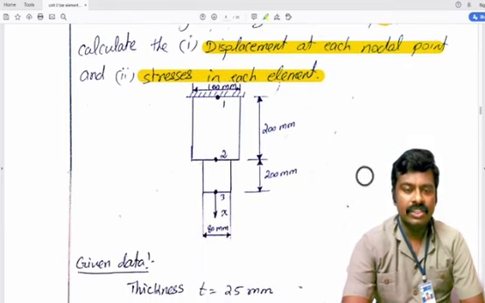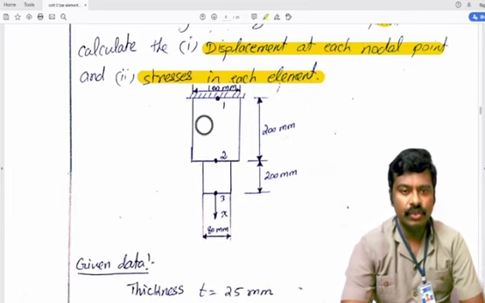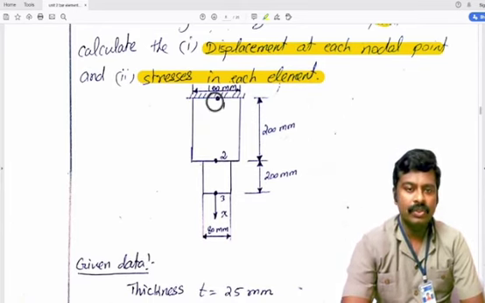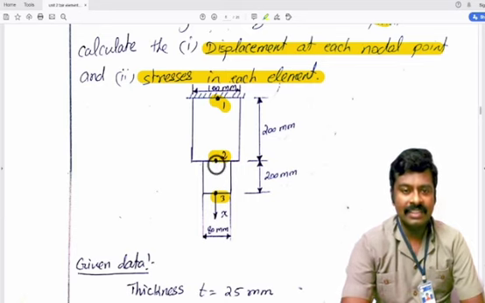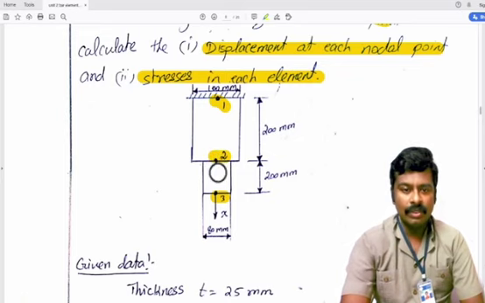In this question, the given bar element is discretized into two elements. Element 1 has two nodes, node 1 and node 2. Element 2 has two nodes, node 2 and node 3. The point load acts at midspan. Midspan means the point load acts at node 2. Each element has length 200 mm and 200 mm.